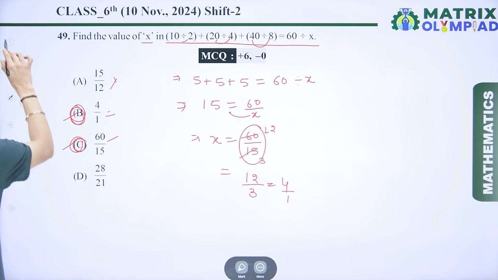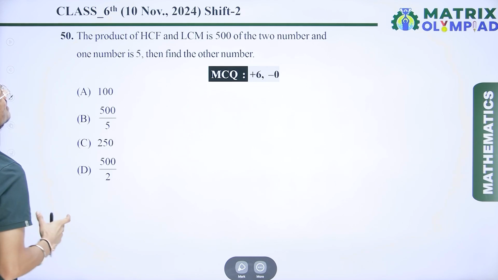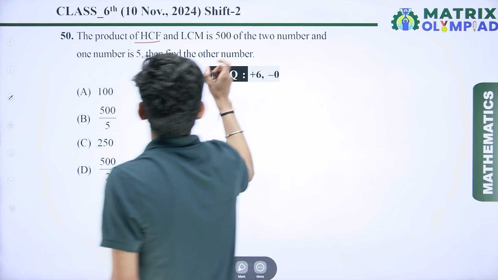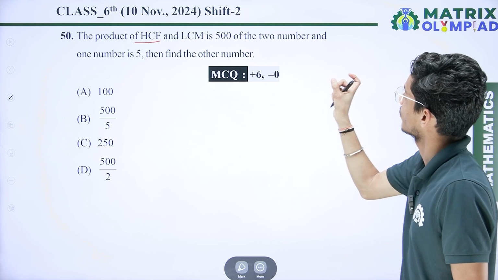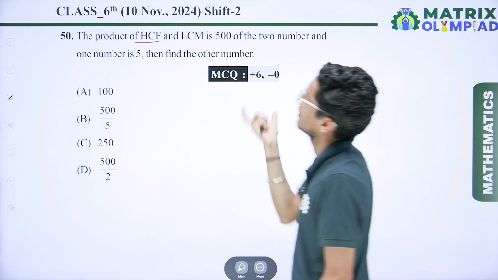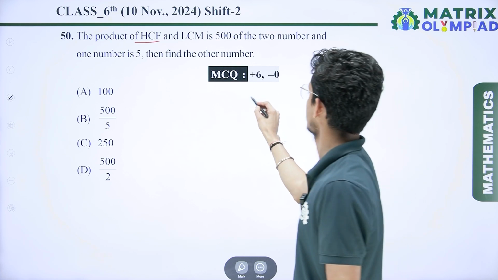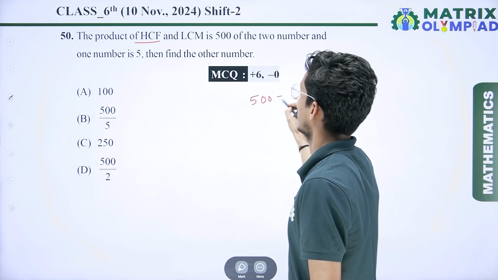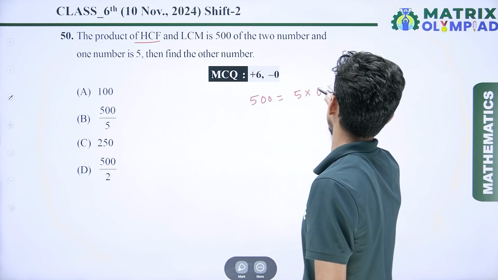Now if I talk about the next question, that is, the product of HCF and LCM of two numbers is 500, and one number is 5, then find the other number. So we know the product, that is, we have been given 500 and one number is 5, it means we have to find the other number.